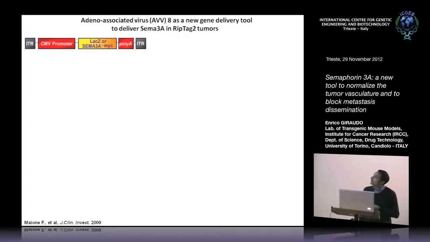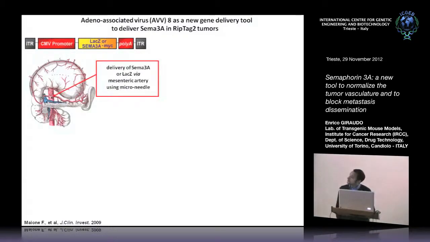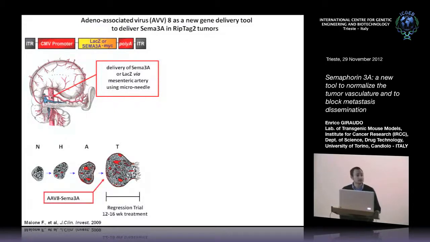They developed a way to directly inject in the mesenteric artery this virus carrying Sema3A, or LacZ for control, to reach a high efficiency of infection of the pancreas. And in this way, we are able to perform trials with these mice. In particular, we perform regression trials. Regression trials is a trial you can perform with these mice where you want to assess whether a compound is able to regress already formed tumor.